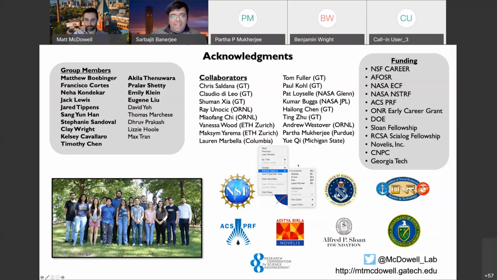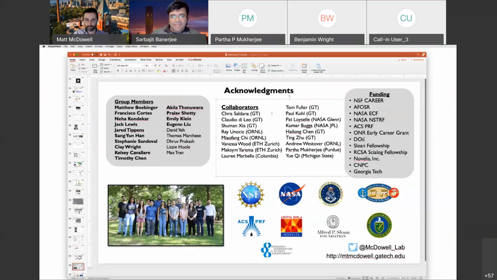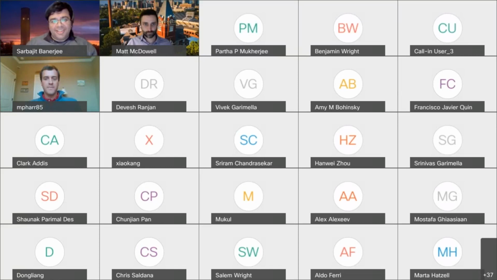Beautiful images and videos, sort of the anatomy of a battery exposed.